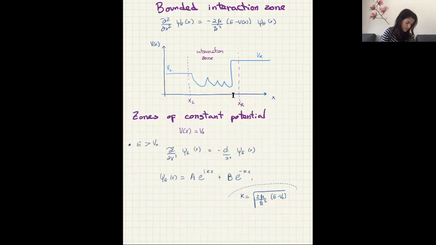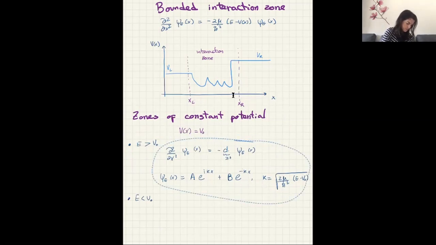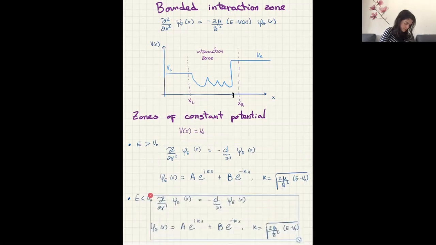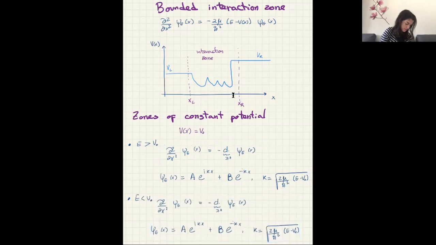Now, on the other hand, if we have a region where E is smaller than V0, then here we have the same. Well, let me just, oh, sorry, I forgot an I here. IKX. Good. So if we have this region, then it's very, very similar. And you can try to plug in the solution there and see that it works.